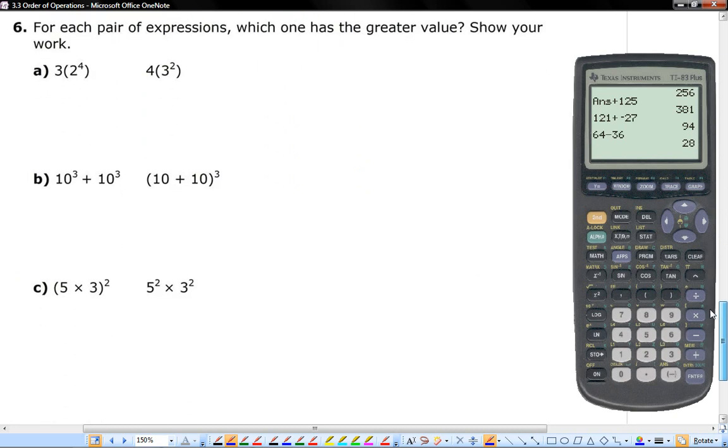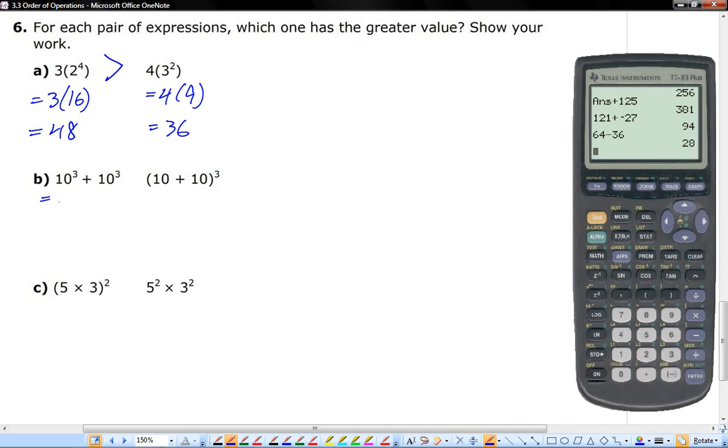Last example here, we're going to be looking at each pair of expressions, evaluating to figure out which one is greater. So here it's interesting because we have a 3, 2, and a 4, and we have a 4, 3, and a 2. The placement of those numbers does matter, obviously. So this is 3 times 16, which gives us 48. And on this side, we've got 4 times 9, which is equal to 36. Not as much. So the greater number is on the left.